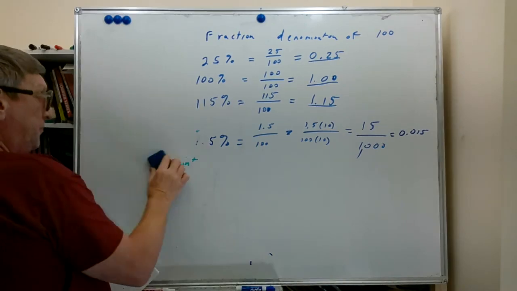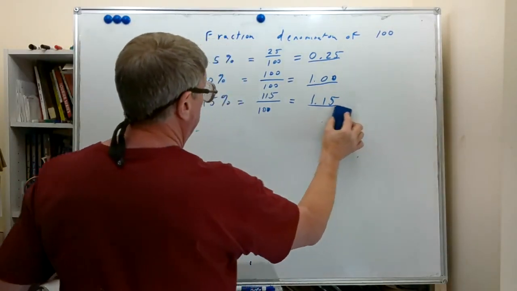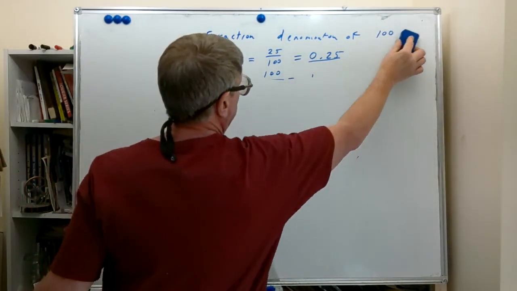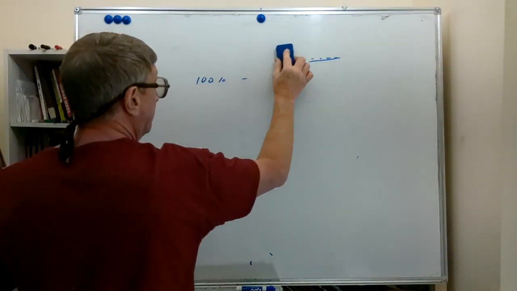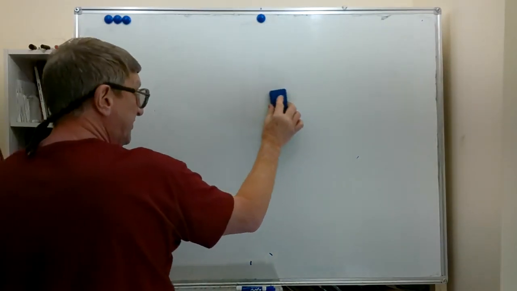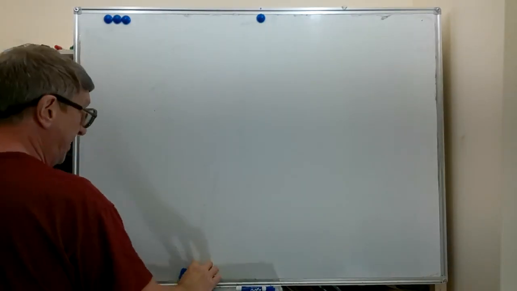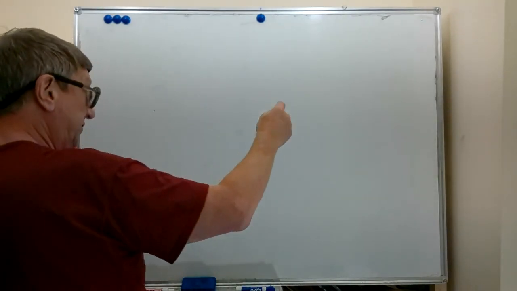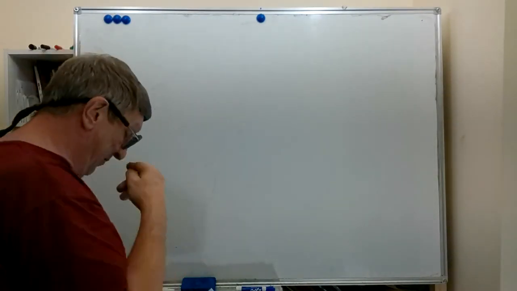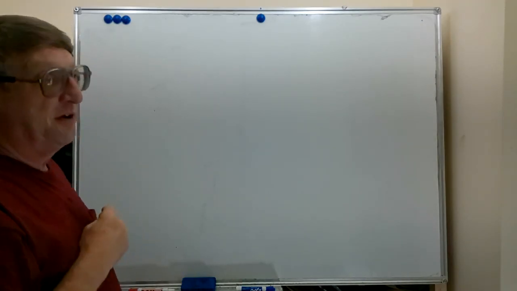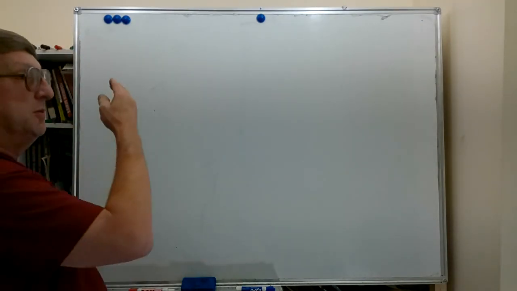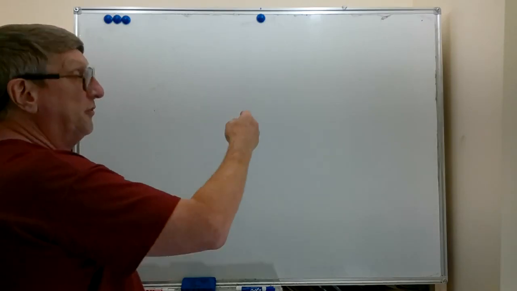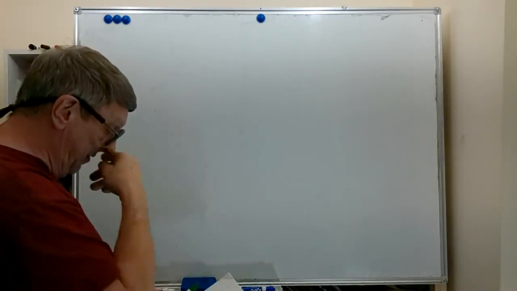So the things to remember is that percent means hundredths, means the denominator of 100. To convert from percent to decimal, divide by 100, move the decimal place 2 places to the left to make the number smaller. To convert from decimal to percent, move the decimal place 2 places to the right, multiply by 100, make the number larger.